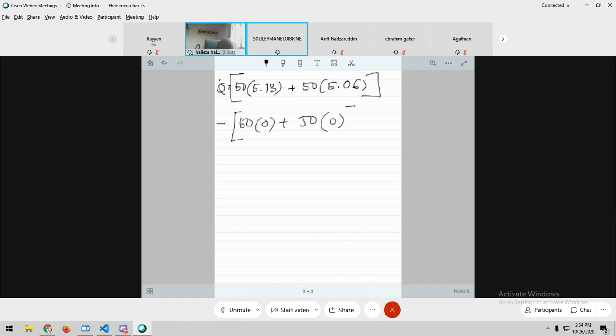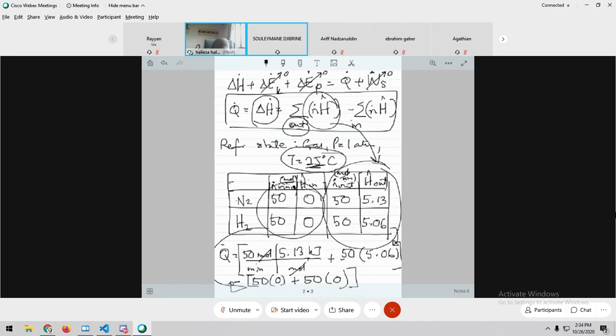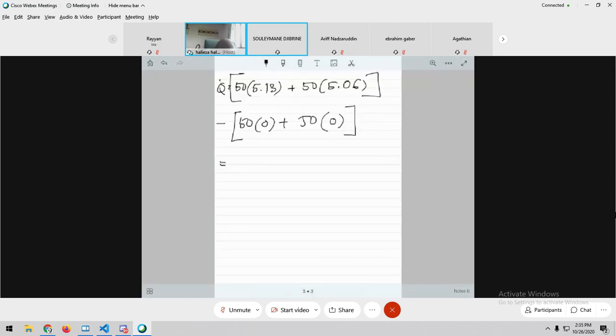So what is the final value? If you look at the unit, after we have cancelled, it's kilojoules per minute. So this is going to be kilojoules per minute. So what is the answer? Anybody? 509.5. That is in per minute.